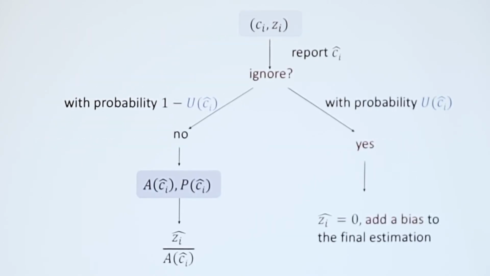So we consider a modified survey mechanism that can ignore the data. When a data point comes, again, I'll ask him for his cost. And then I'll, with some probability, just ignore this data point. If I ignore the data point, I'll need to add a bias to the final estimation. If I'm not going to ignore it, then I'll use the same survey mechanism to purchase the data and then reweight the data. And then we can construct a confidence interval with this collected data.